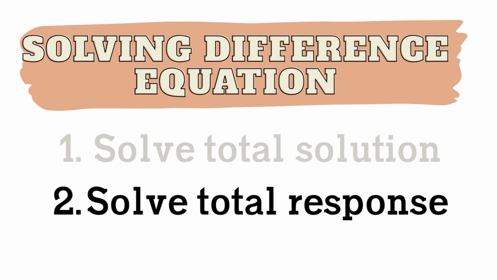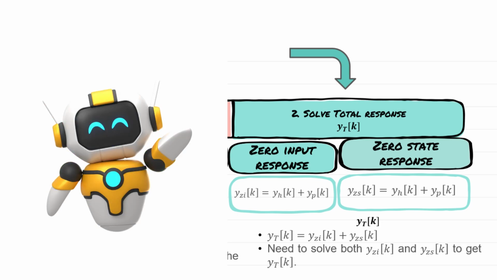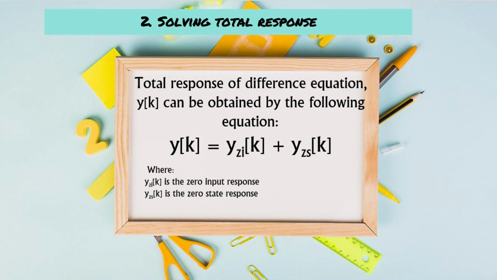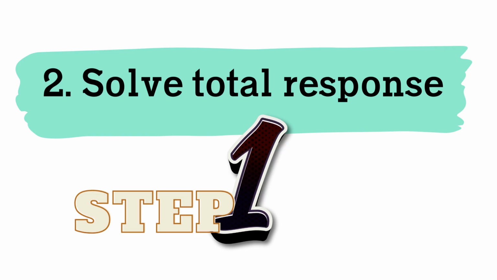Next is to solve the total response. Let's see how to solve it. In solving the total response, firstly, you have to find the solution for the zero input response and zero state response. By adding the zero input response and zero state response, you will get the total response of the difference equation. Now, let's see step by step how to solve the total response.